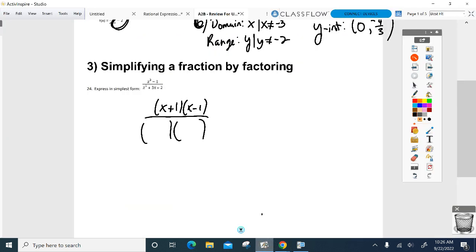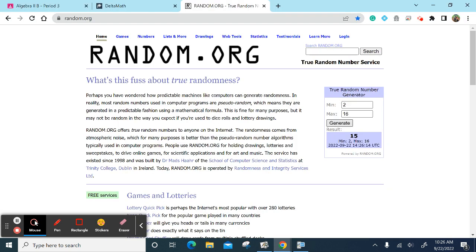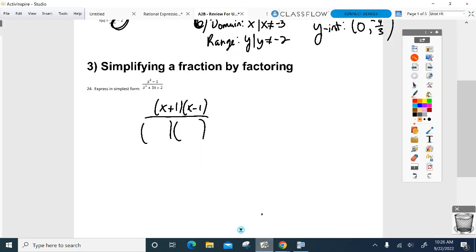9. No more 9. Yep. 15. For the bottom one? Yep. I said, what is it? X plus 1 and X plus 2. Yep, I like it.